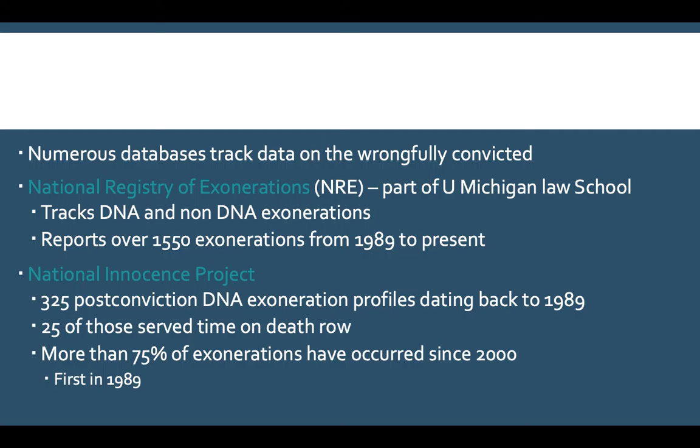Now, there's a lot of databases that track data on the wrongfully convicted. One is the National Registry of Exonerations, which is part of the U-Michigan Law School. They have information on over 1,550 exonerations. The National Innocence Project has 325 post-conviction DNA exoneration profiles, 25 of whom served time on death row. And more than 75% of exonerations have occurred since 2000.